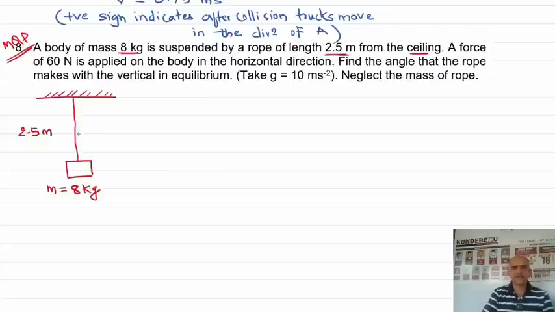A force of 60 Newton is applied on the body in horizontal direction. So anywhere you can take. So in this direction, take that the force of 60 Newton is applied. Find the angle made by the rope with the vertical in equilibrium.